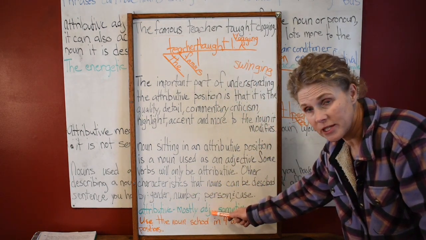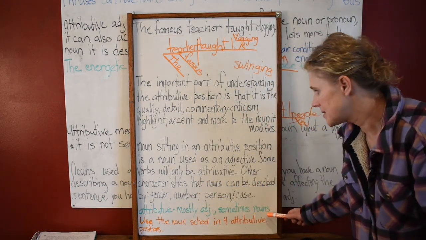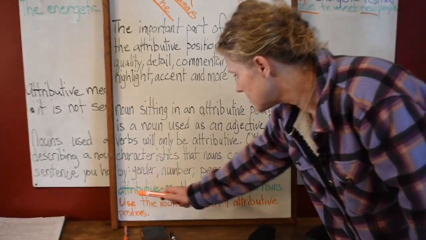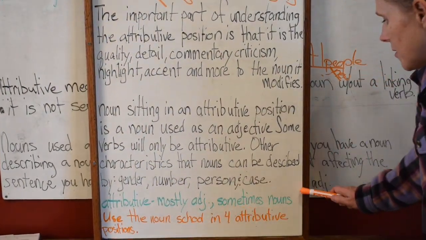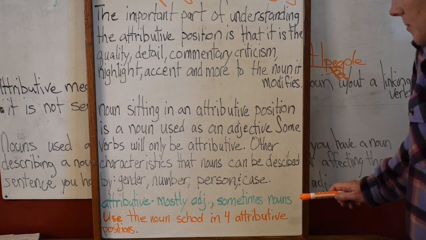Attributive is mostly adjectives and sometimes nouns. That's what this means. They're mostly adjectives, but they can look like nouns, okay?